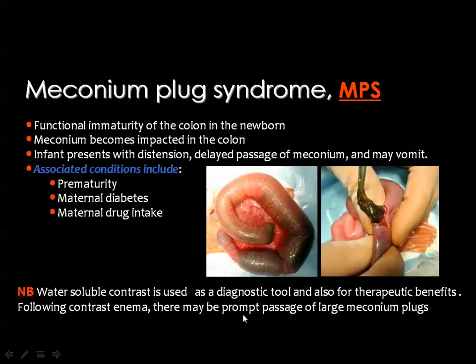Then meconium plug syndrome means that there is functional immaturity of the colon in the newborn, and meconium becomes impacted in the colon. Infants will present with distension, delayed passage of meconium, and may have vomiting. Associated conditions include prematurity, maternal diabetes, and maternal drug intake.